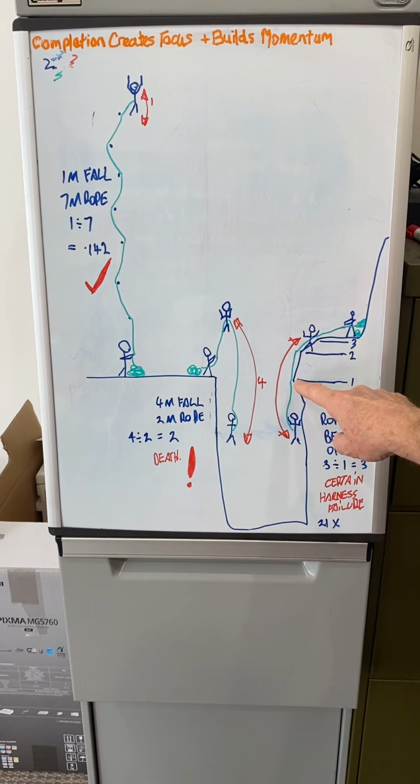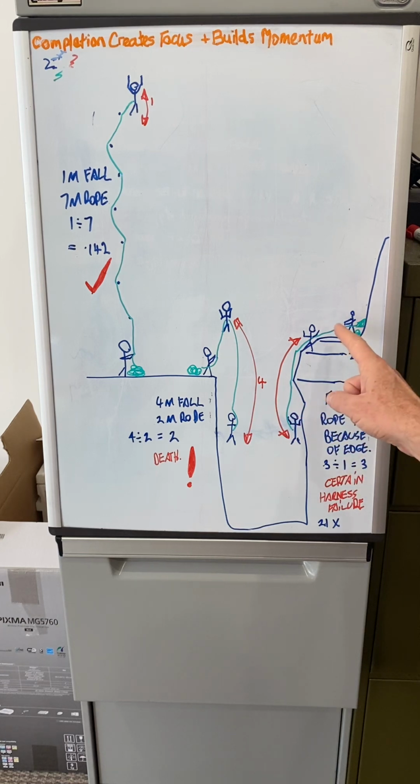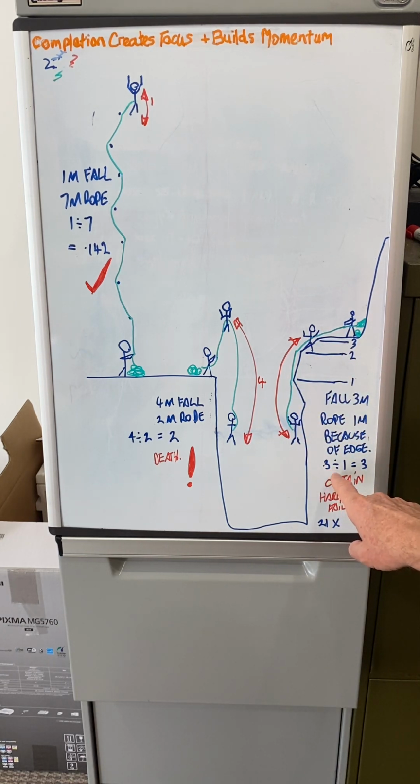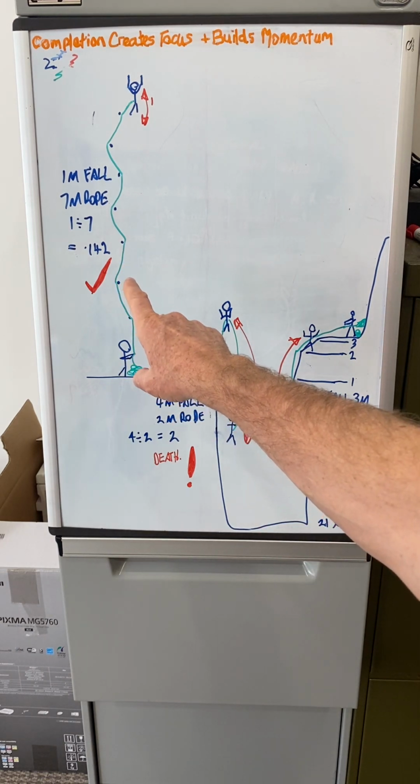But because this edge acts to take the stretch out of the rope and through friction, which you'll recall, when the rope goes over an edge, it can actually draw you to a stop. And this makes this 1 metre. So there's 1 metre of rope in the physics and 3 metres of fall. So it's 3 metres of fall with 1 metre of rope equals a factor 3. So it's certain harness failure if Mark falls up here. And this fall on this side is an order of 21 times worse than this lead fall over here.